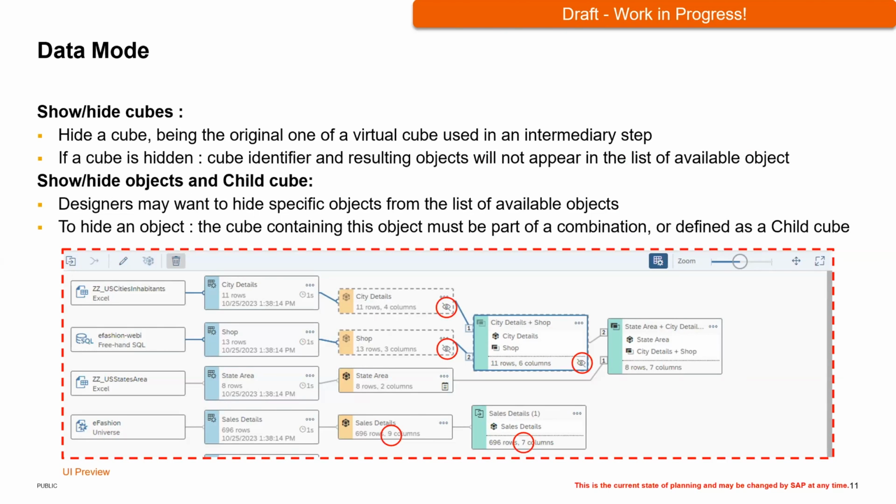Also at design time, the designer will be able to do things like show and hide cubes. So let's say Gregory had designed something for me, but he doesn't trust me to be able to play with some of this. He just wants me to use what he's done. So you can hide cubes, and then all of the resulting objects in the cube identifiers will not appear in the list of available objects for you. You can also hide specific objects within the cubes themselves. And so again, if you don't necessarily trust your consumer population, these are ways for you to control what you've done in data mode while still having the power of it from a designer perspective.